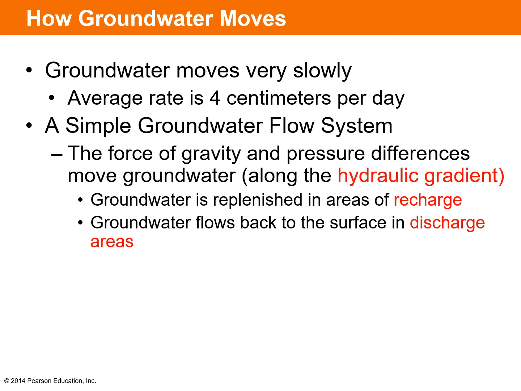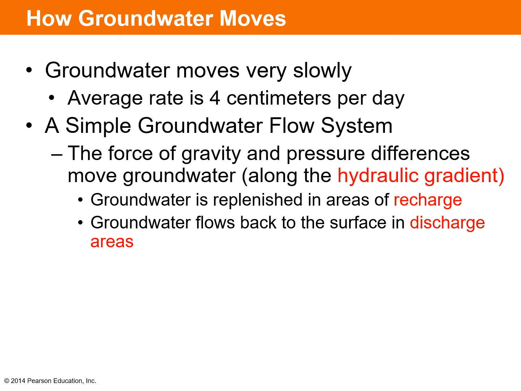So the force of gravity and pressure differences move groundwater along the hydraulic gradient. If you remember earlier in this lecture when I said that groundwater flows downhill the same way that surface water flows downhill, that's true, but it's slightly more complicated than that, because in some cases you have an aquitard that is confining groundwater, and so pressure builds up in that groundwater, and that pressure is equivalent to extra elevation.